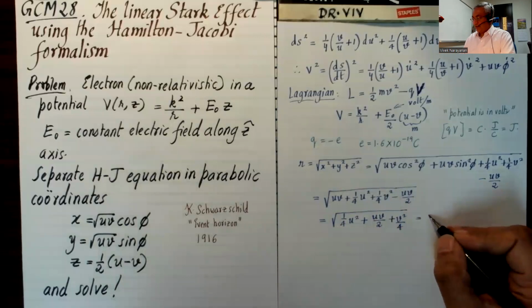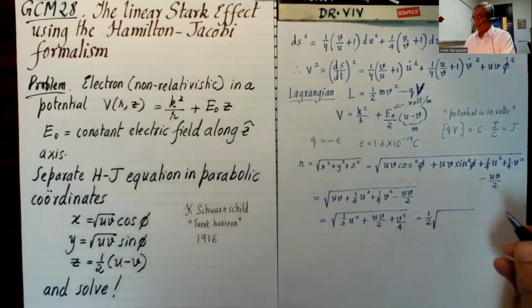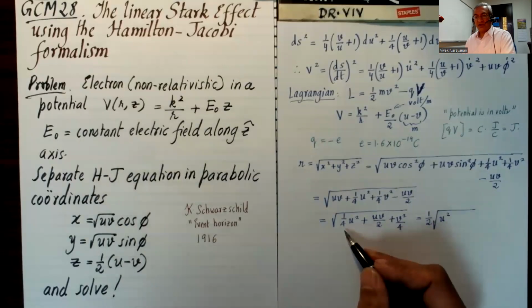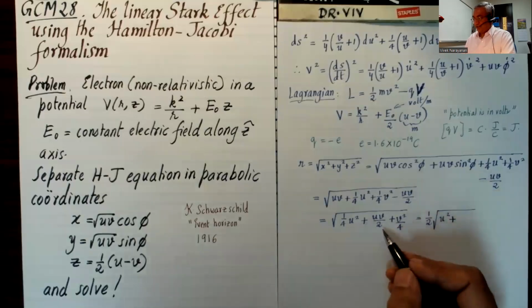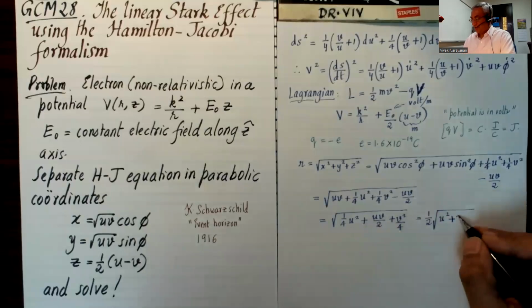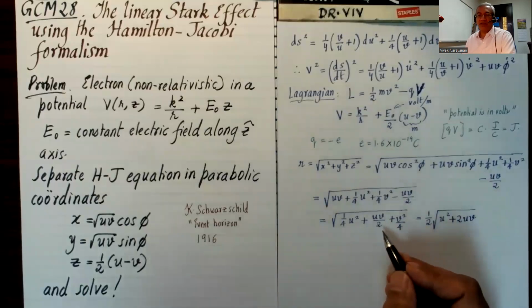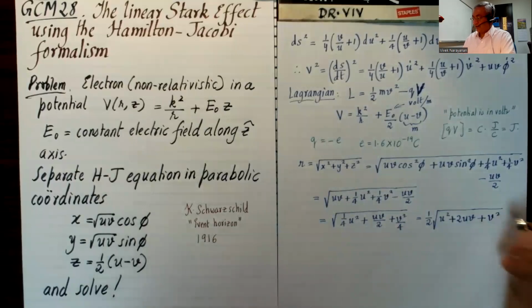Now what I'll do is I'll take a half outside. When I do that, I'm going to get u squared, because the square root of 1/4 is 1/2. And then here, if I have to take a half outside, I have to multiply the numerator by 2 first, because I have to write this as 2uv over 4 and then take the half outside. And then here I can take the half outside directly.